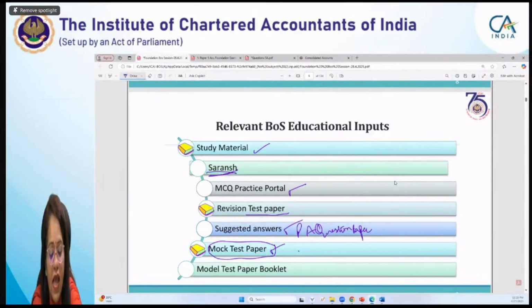All right, then we have a model test paper booklet, which is also hosted on the ICAI website, containing 10 model test papers, where you have the questions as well as answers, and you can see all the questions as well as answers for your practice purposes. All right. So mock test papers are very good and very helpful for you at this stage. You can assess your preparation level.